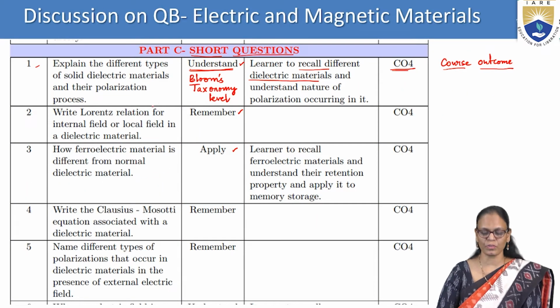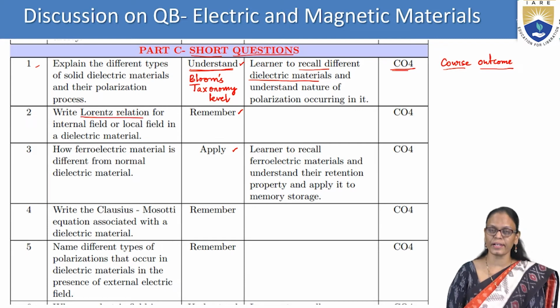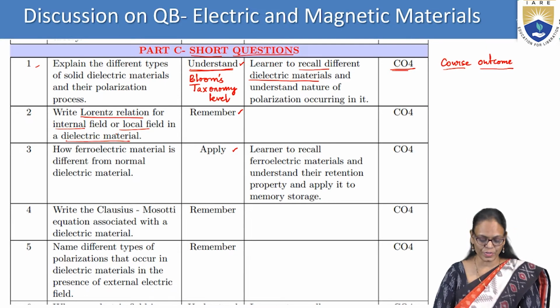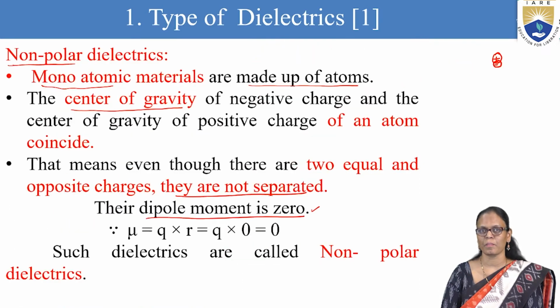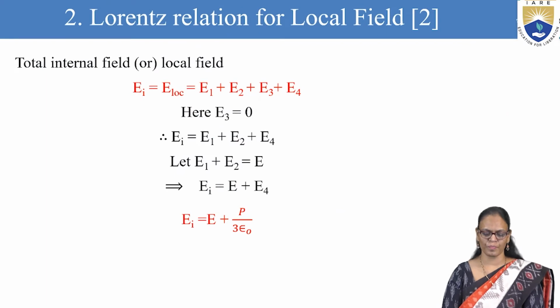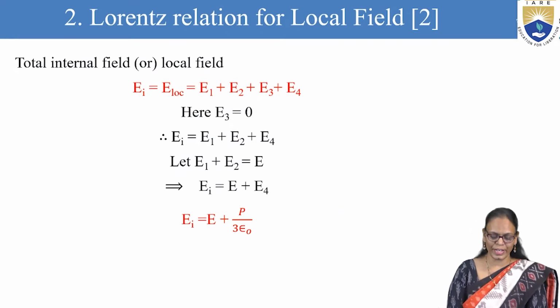Now coming to the second question, write the Lorentz relation for internal field or local field of a dielectric material. So we are going to write this Lorentz relation. Lorentz is the name of the scientist who has given a relationship for the internal field or the local field that is developed in a dielectric when it is placed in an external field. So what is the local field or electric field?